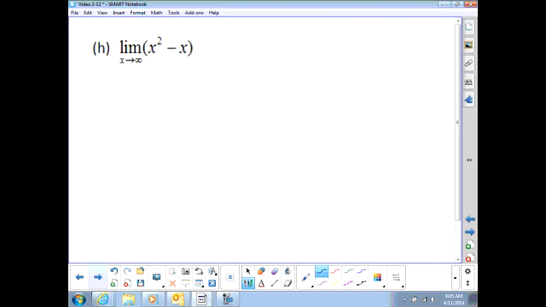For h, there's 2 ways you could think of this. One, you could leave it as it is and think of if you take an enormous number and square it, and then subtract off another enormous number, but not nearly as enormous, you're still going to get an enormous number. So it would give you infinity. The other way to think of it is pull an x out, and you'll have x times x minus 1. Well, if you have an enormous number times that same enormous number minus 1, you're still going to get an enormous number back. So that would give you infinity as well. So 2 different ways you could think of it.